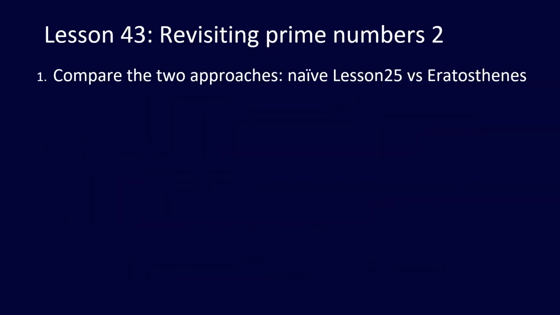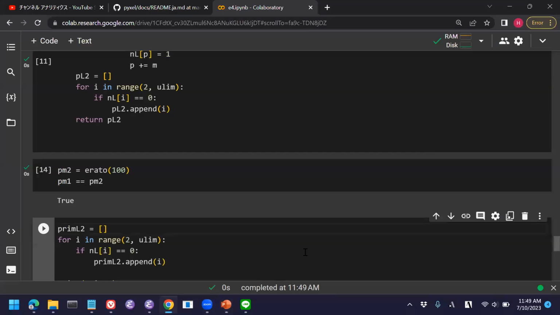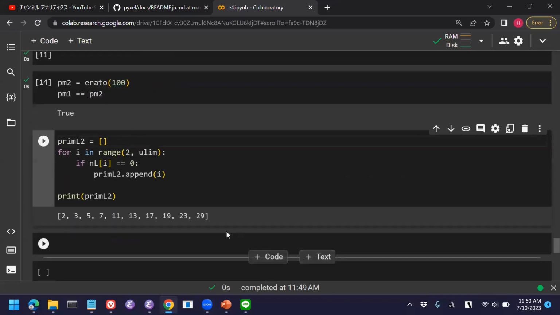So let's start today's part. Compare the two approaches, naive lesson 25 and Eratosthenes. Compare the results up to 10,000 and also compare the processing time. Maybe we can do this here.